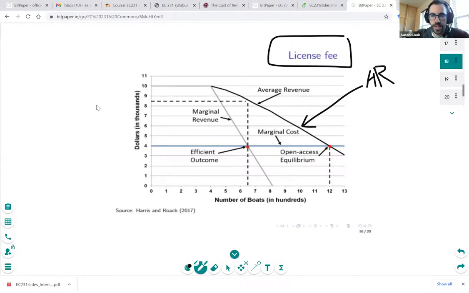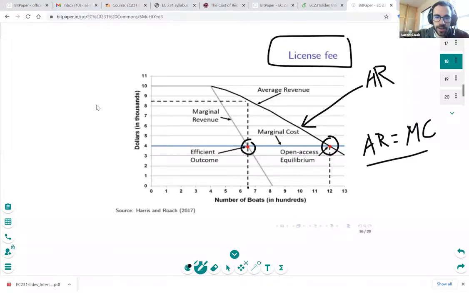But the important point, and we saw this before, is that the open access equilibrium, the point at which individual boats will want to continue entering the fishery, is where average revenue is equal to marginal cost. That's where there's still profit to be made, as long as average revenue is higher than marginal cost. So you have entry into the fishery until the point at which average revenue is equal to marginal cost. But as we said before, what we would prefer is to have fishing at the level where marginal revenue is equal to marginal cost.